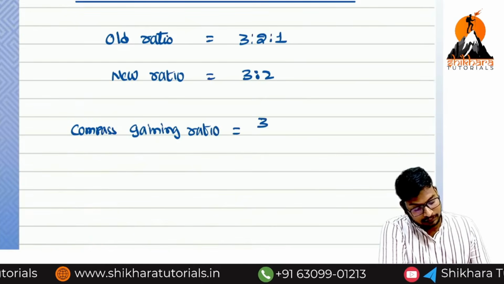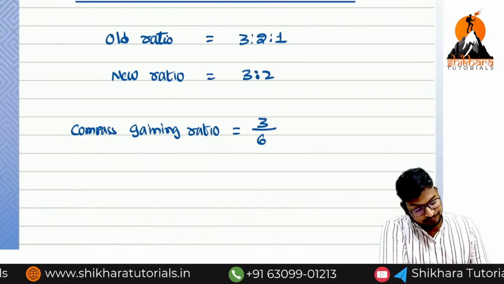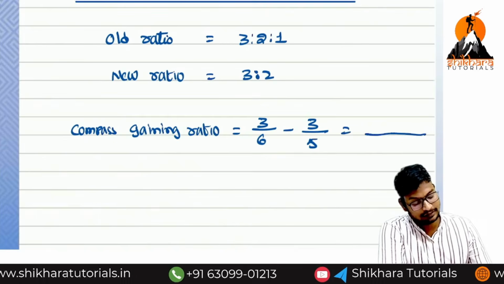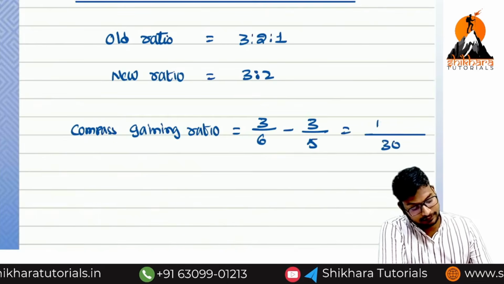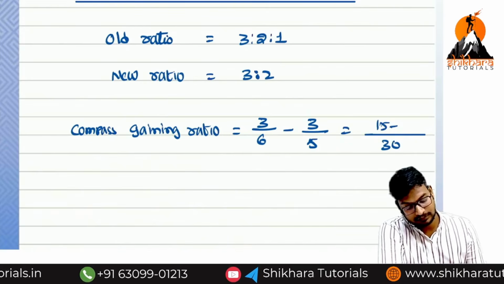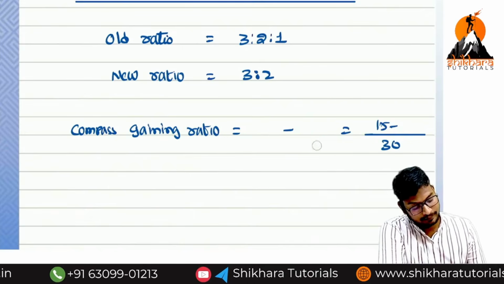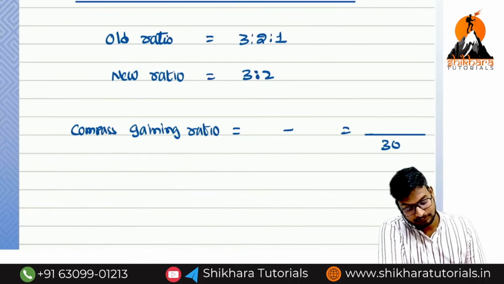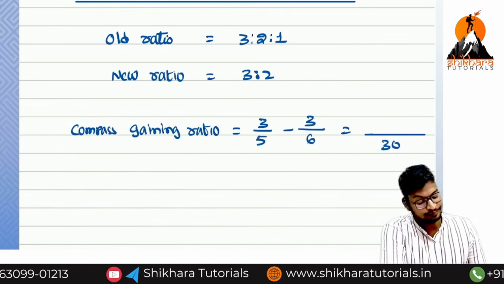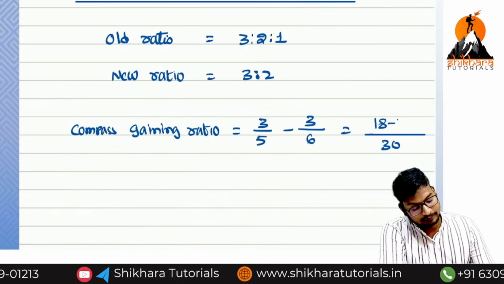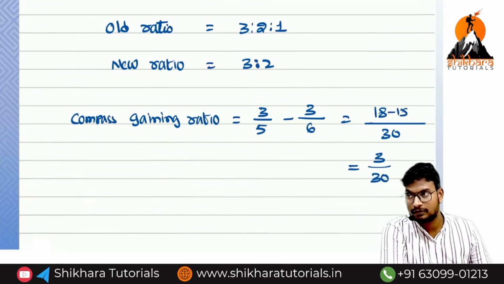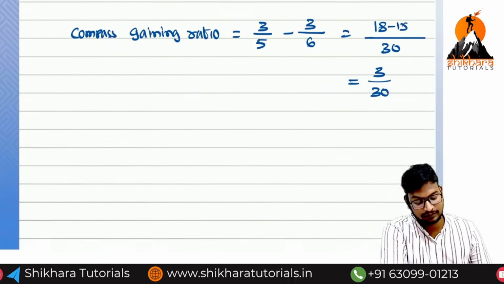Compass gaining ratio equals old ratio 3/6 minus new ratio 3/5. How much is the sum? 6 fives are 30, 5 threes are 15. Sorry, new ratio, sorry guys. 3/5 minus 3/6. How much is the sum? 18 minus 15 is 3/30.